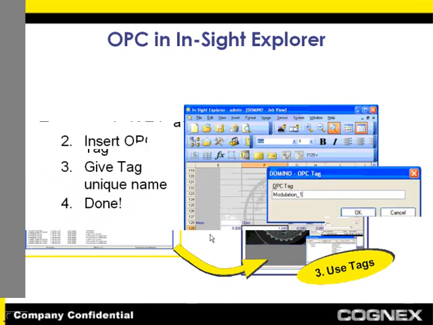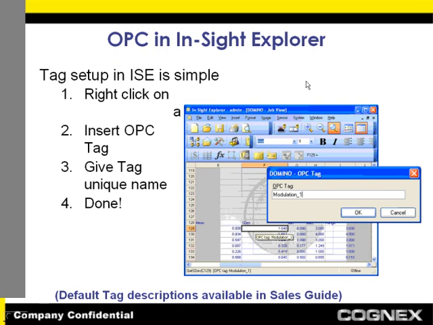To set up a tag, you right-click on a cell. You can stop me at any time if either of you have questions. You right-click on a cell, and one of the options you can pick is Insert OPC Tag. When you do that, this dialog box opens up, and you give it a unique name, unique within the job, because the OPC tags are saved per job. Then just click OK. That's really the only part in Explorer that you have to do.